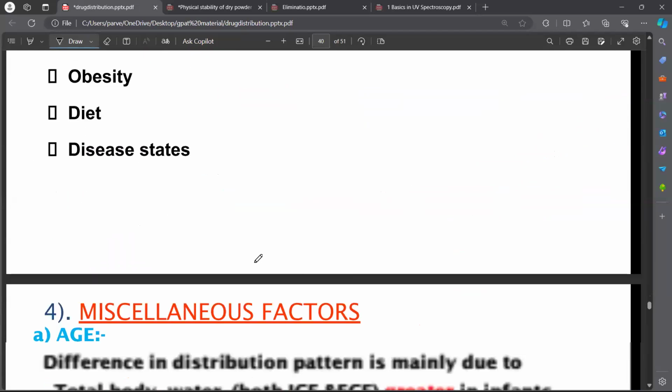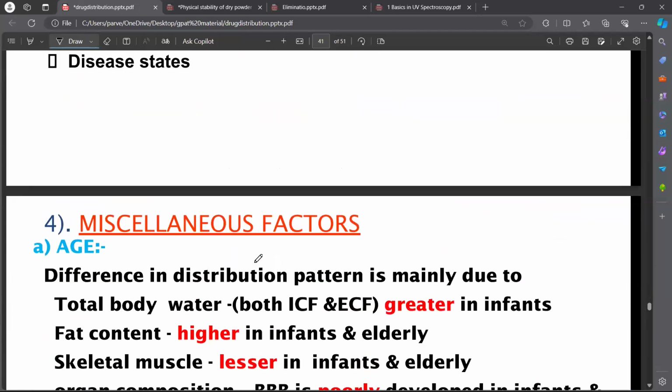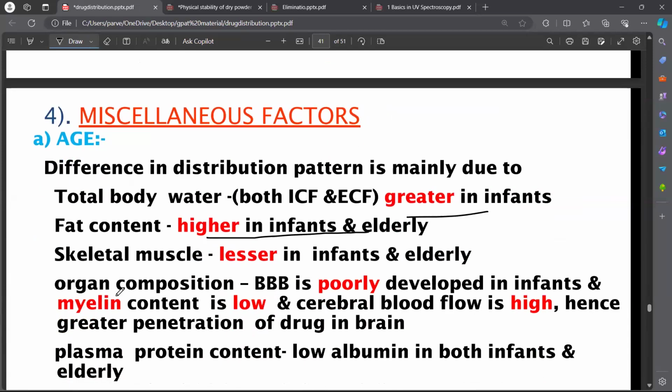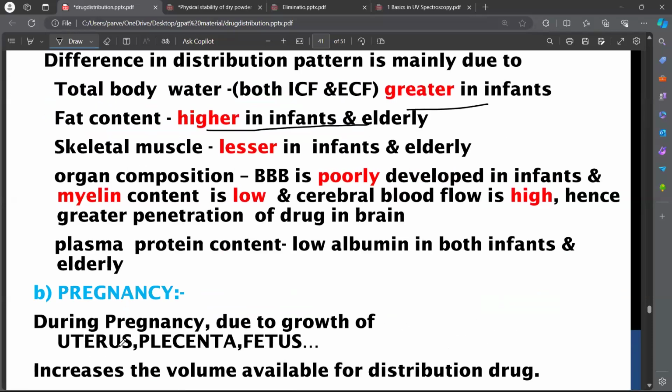The miscellaneous factors are these, guys. Age: the total body water is greater in infants. The fat content is higher in infants and the elderly, by which more lipophilic drugs get accumulated in the fat and have a longer residence time. Skeletal muscles are lesser in infants and the elderly. Obviously, in infants and children, the blood-brain barrier is poorly developed, by which the permeability of most drugs increases.